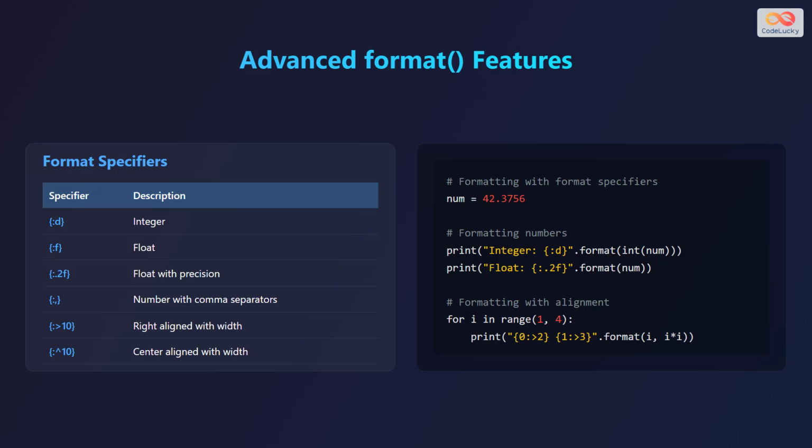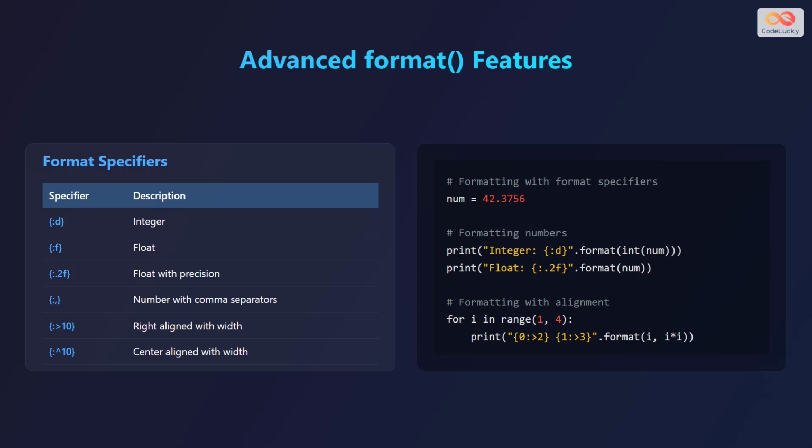The code print("float: {:.2f}".format(number)) formats number as a floating point number with 2 decimal places. A loop demonstrates alignment. The code for i in range(1, 4): print("{0:>2} {1:>3}".format(i, i*i)) aligns numbers to the right with specified widths.